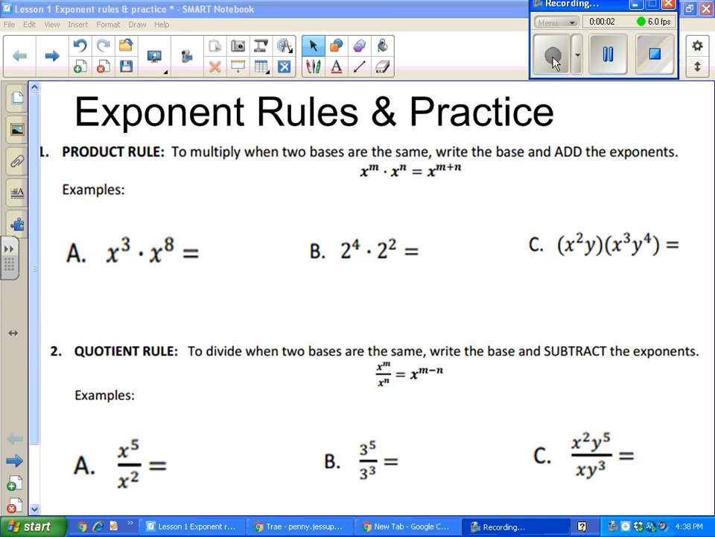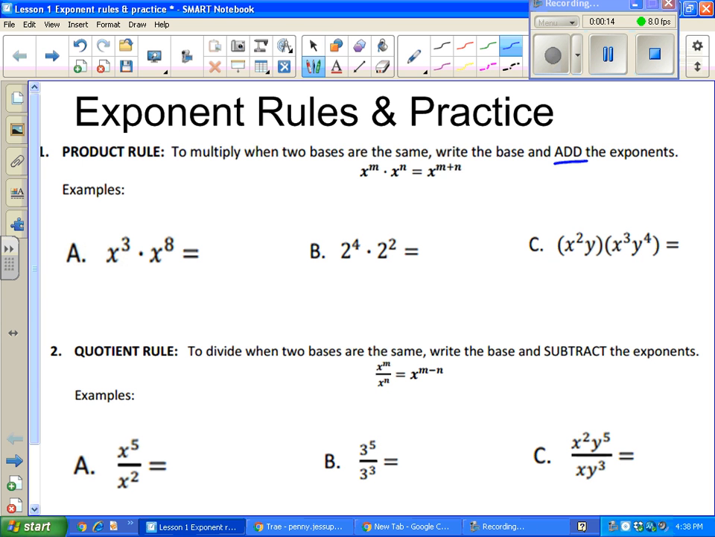All right, today's lesson is on exponent rules. This would be Unit 7, Lesson 1. All right, when you are multiplying variables like x's, we will actually add the exponents.